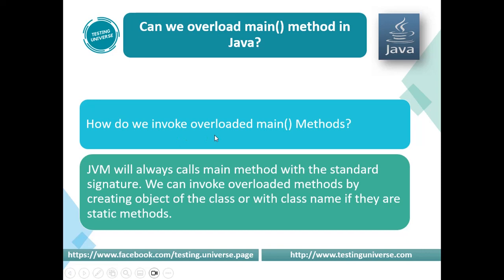So how do we invoke overloaded main methods? The JVM will always call the main method with the standard signature, which I think I have already told. We can invoke overloaded methods by creating an object of the class, or with the class name if the overloaded methods are static. You can have static or non-static methods. If it is non-static, you can create an object and invoke that method. If it is static, you can directly call that main method with the help of the class name.